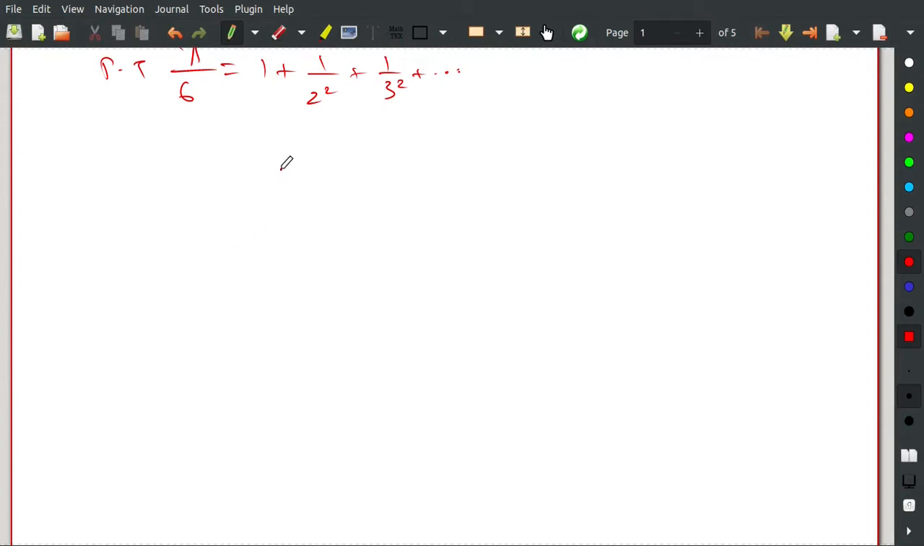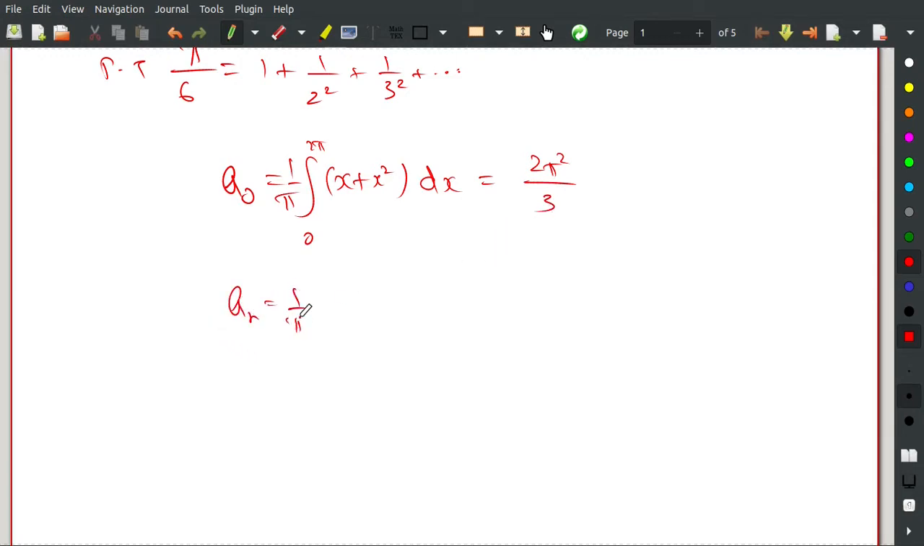So we just find this a0, and let me write the value of a0 explicitly. If you evaluate 1 by pi integral 0 to 2 pi of x plus x square dx, it equals 2 pi square by 3, right? And an equals 1 by pi integral 0 to 2 pi of x plus x square cos nx dx, and it equals 4 into minus 1 whole power n divided by n square.